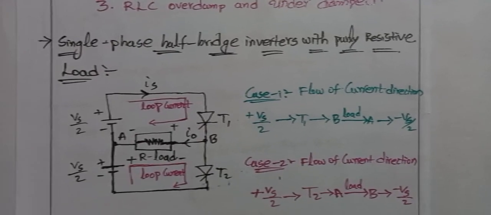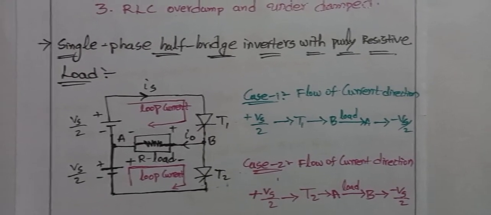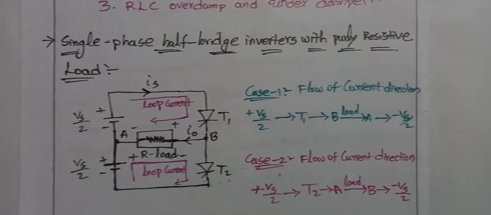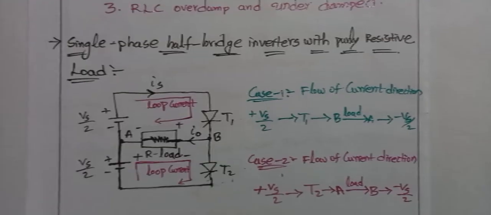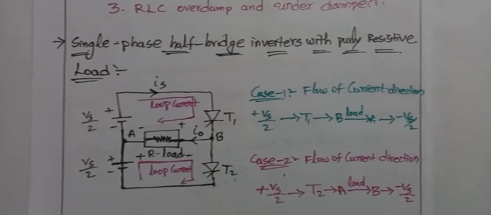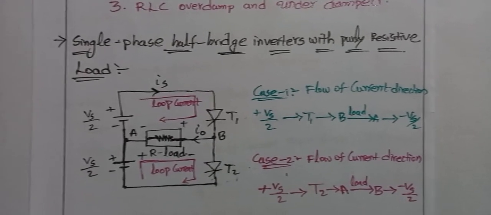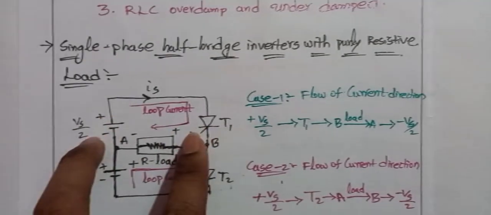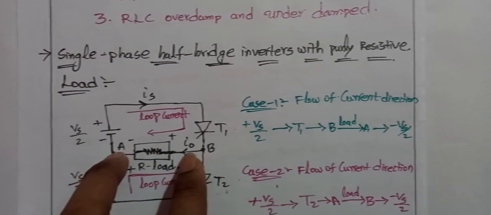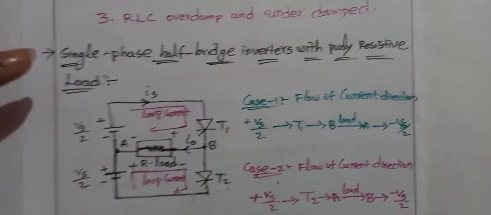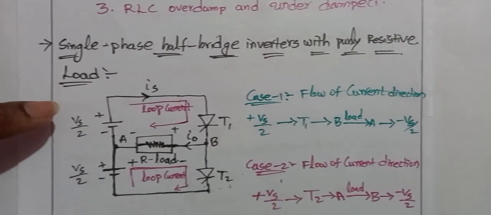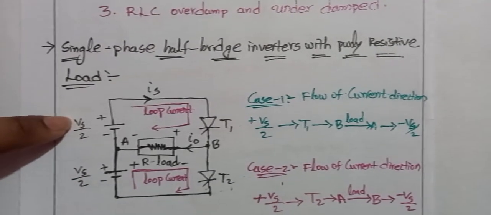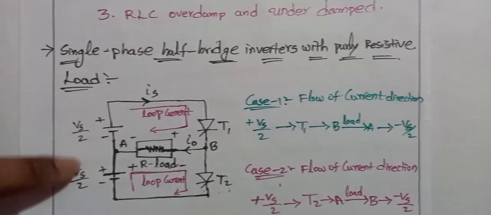The operation is very simple. There is not much difficulty in this operation and its waveforms. Basically here we have two thyristors, T1 and T2, and the load is a resistive load. That resistive load we keep in between the A and B terminals. Here we can divide the power supply voltage Vs into Vs by 2 and Vs by 2.